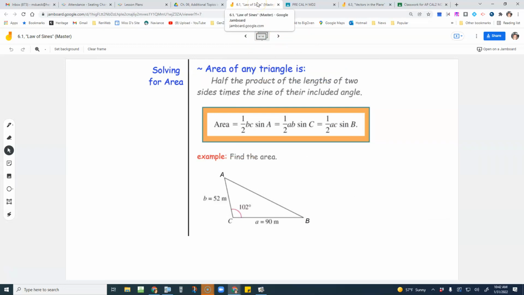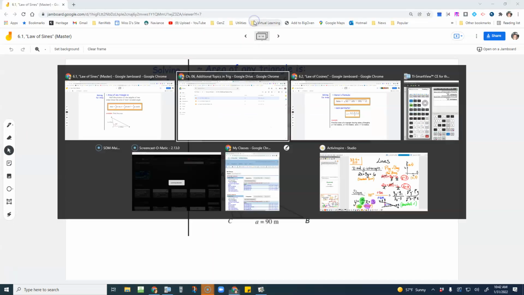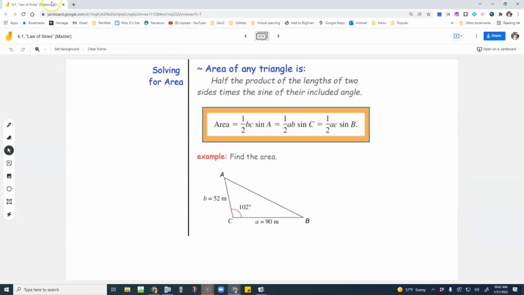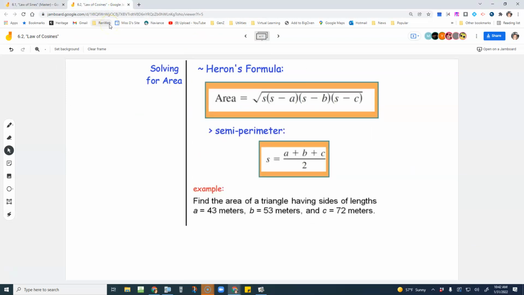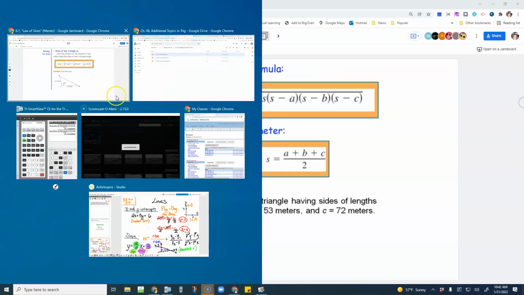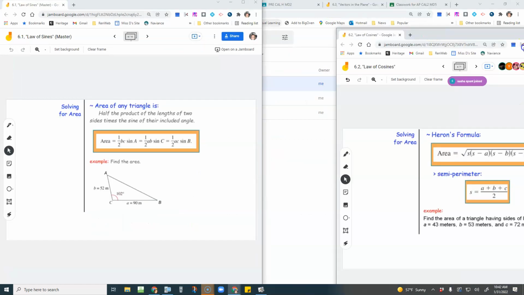And this might be where you got a little stuck in WebAssign. Right? Something about area, right? So here we go. There are two different ways to solve for area. Wait a minute, hold on, geometry. There are three different ways to solve for area.